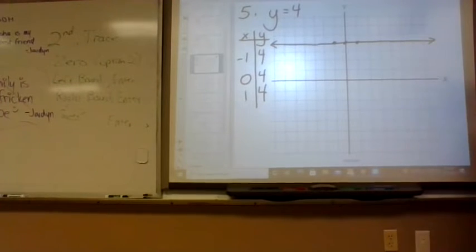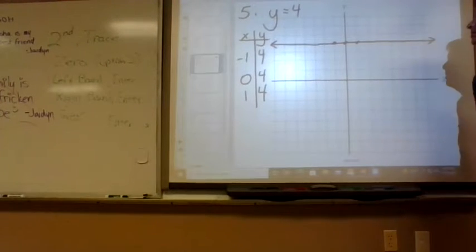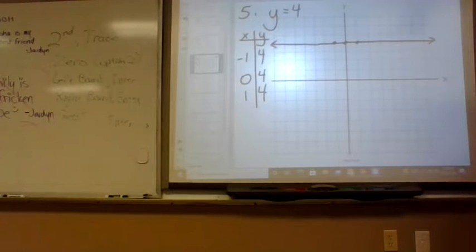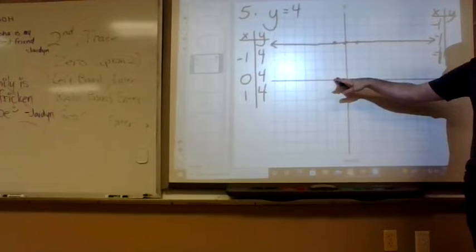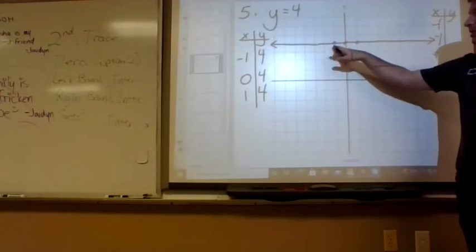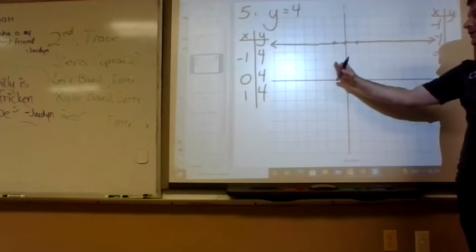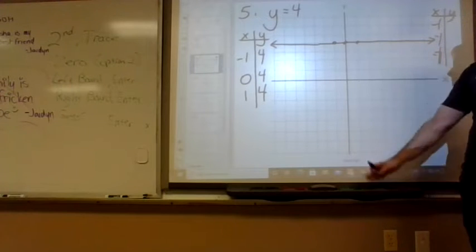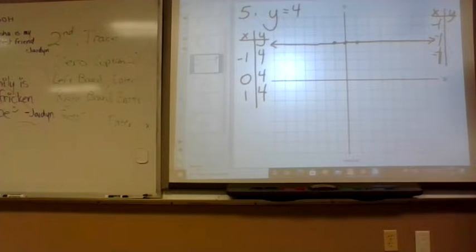So number 6 says x equals -1. So guess what that means? X is all -1. All -1s for x. Y can be anything, but you have to use -1 for all the x's. Whatever y's you put here doesn't really matter. If you do -1, 1, or -1, 2, or -1, 3, you're just going to get a vertical line through -1 on the x-axis. So that's what x equals looks like.